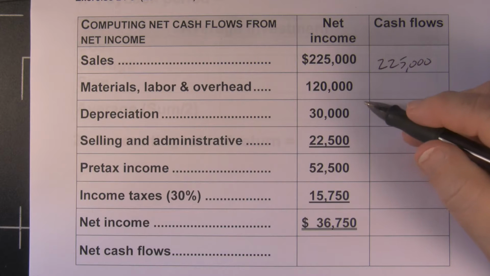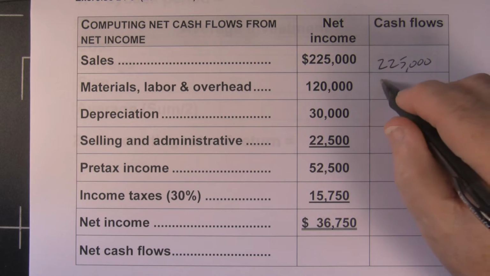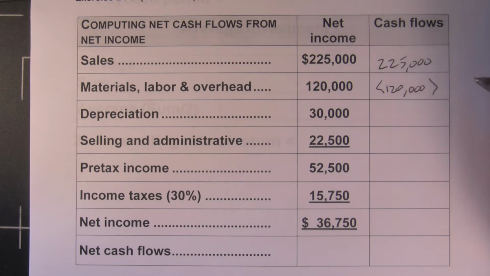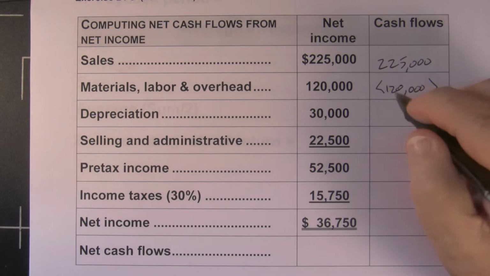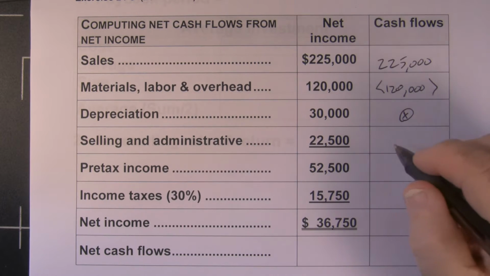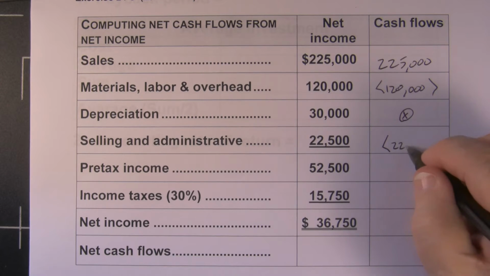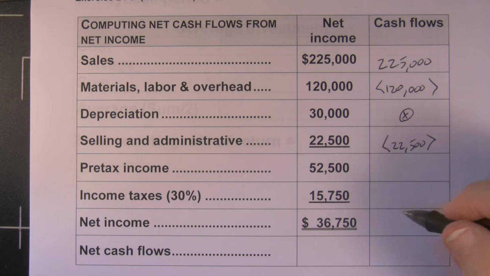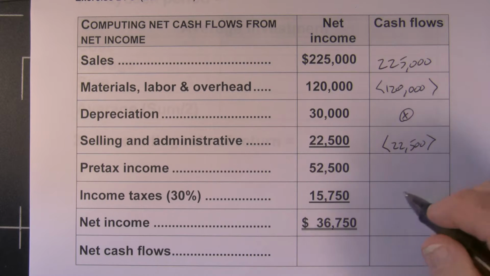We're going to be paying for materials and labor, so that's really a wash. We get 225 in, but 120 goes back out. Depreciation is not cash, so we don't need to consider that. Selling and administrative, again, like labor, it comes in but it goes back out, so we'll subtract that. And taxes, that's going to go out.